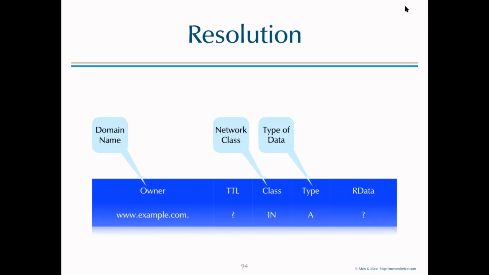They're looking up a specific domain name. I'm looking up the phone number for David Beck. I'm looking up the IP address of www.sunsetlearning.com. I know the domain name. I know the class, it's always IN. I know the type of data I'm looking up. I'm looking up an A record. I'm looking up a phone number. What I don't know is the R data, the record data.